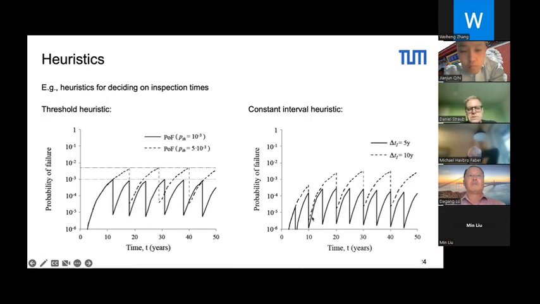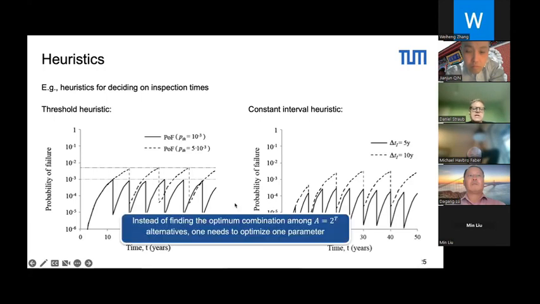An even simpler heuristic would be to just fix the inspection times. Okay, every 5 years, every 10 years. Now, in this case, we replace this. This is a simple problem because it's just a single component. But even here, we have 2 to the power of t alternatives for how we do these inspections.